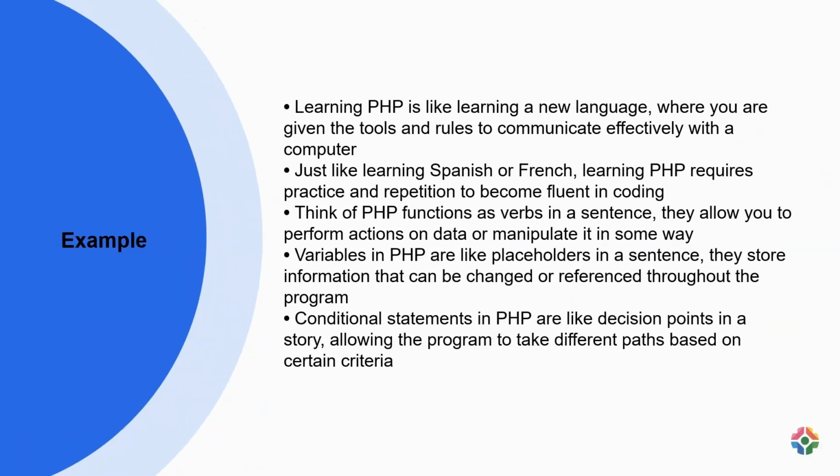Learning PHP is like learning a new language, where you are given the tools and rules to communicate effectively with a computer. Just like learning Spanish or French, learning PHP requires practice and repetition to become fluent in coding. Think of PHP functions as verbs in a sentence. They allow you to perform actions on data or manipulate it in some way. Variables in PHP are like placeholders in a sentence. They store information that can be changed or referenced throughout the program.